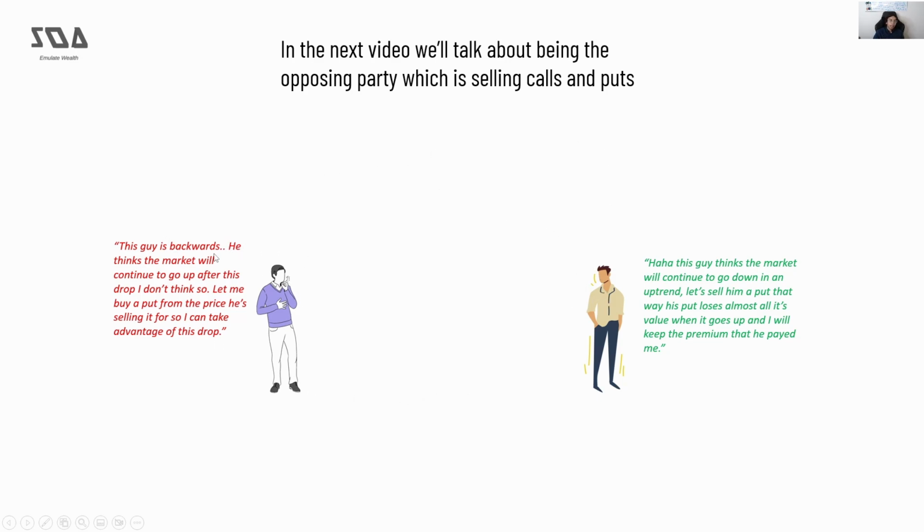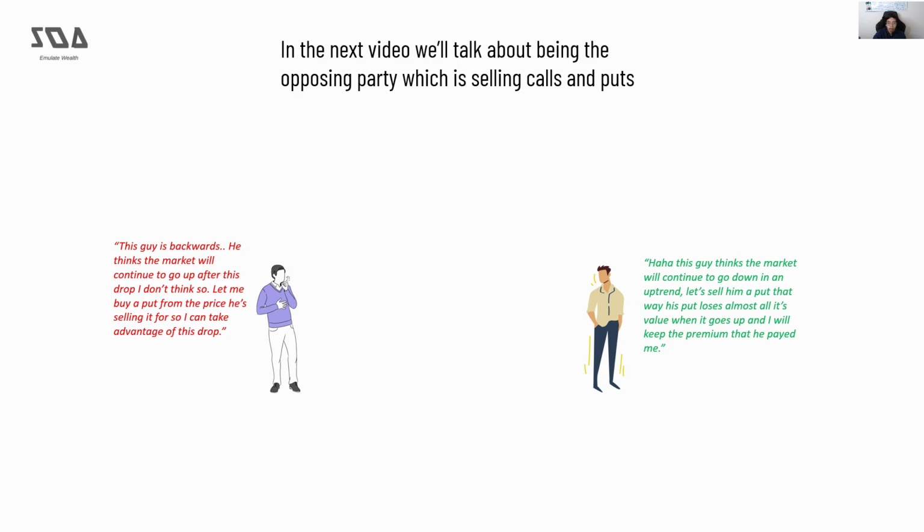So this guy is looking to buy a put option, and this guy is looking to sell a put option. And this is what each of them have in mind of each other and why they're deciding to either buy or sell. In this case, he's going to buy. He's thinking this guy is backwards. He thinks the market will continue to go up after this drop. I don't think so. Let me buy a put from the price he's selling it for so I can take advantage of the drop.